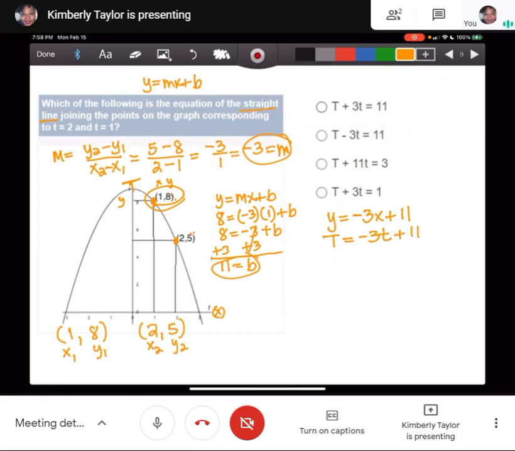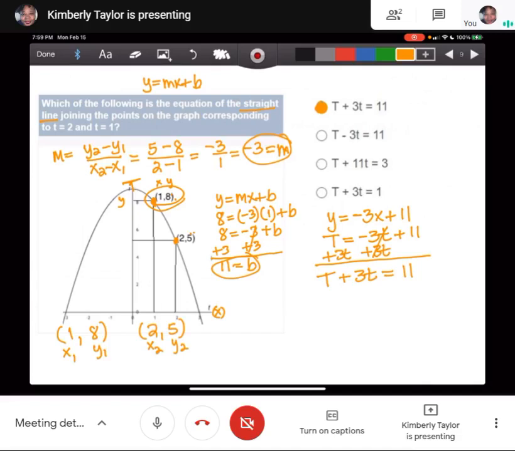But look at your answer choices. We still don't have the same format. So I need to bring my term that has the t in it to the other side of the equation. So I'm going to add 3t to both sides, and you get T plus 3t is equal to 11. And that is answer choice, or the first one. I guess we'll just call it A.